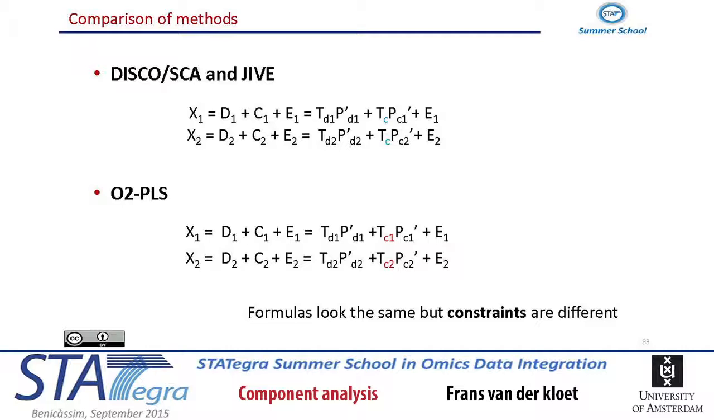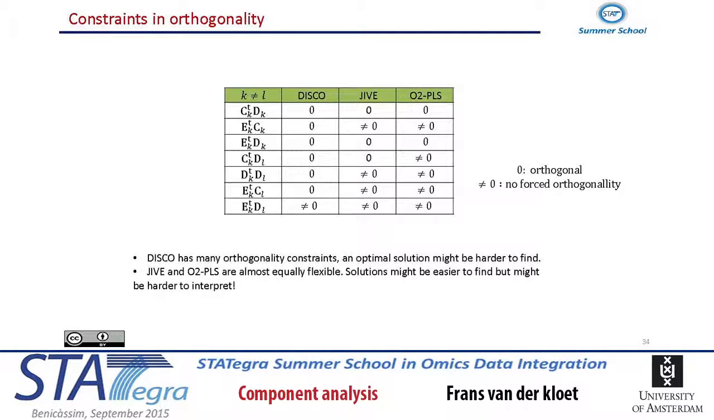And actually this has consequences, all these things, because solutions found can be more restrictive or less restrictive. So that would implicate the way you would interpret your data. And this of course is very nerdy, but it's orthogonality, and these are the constraints here. Actually, the Disco version has many constraints which are forced on the model.